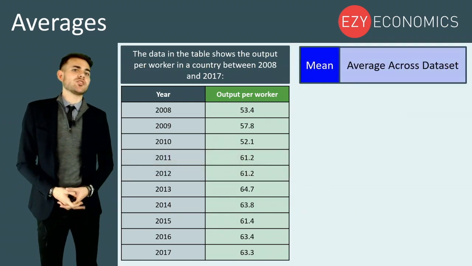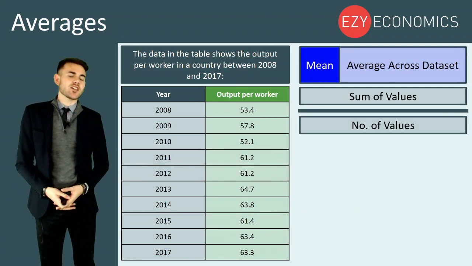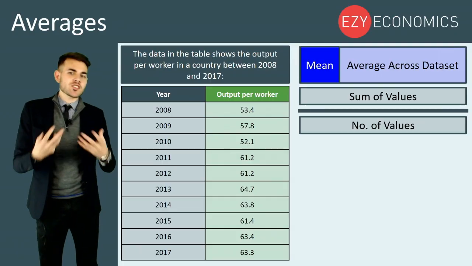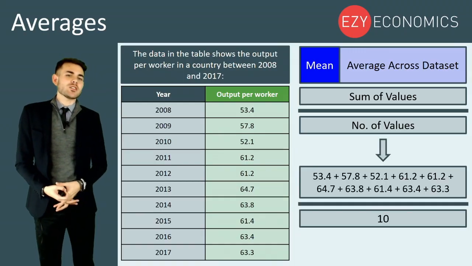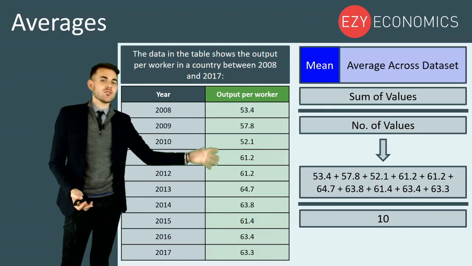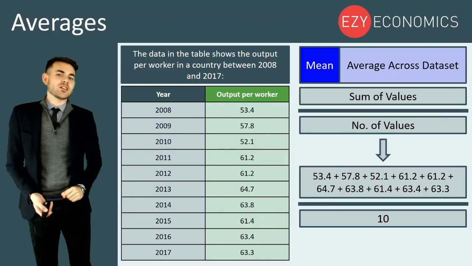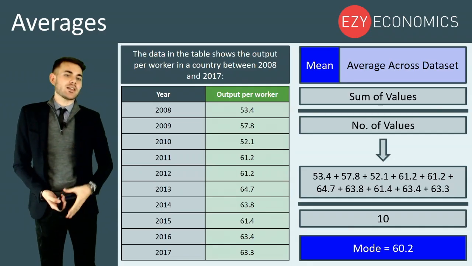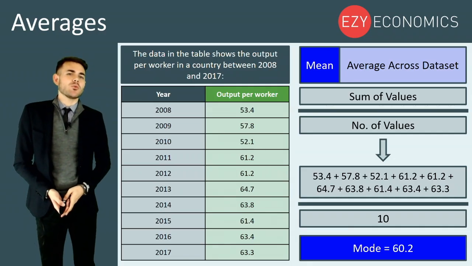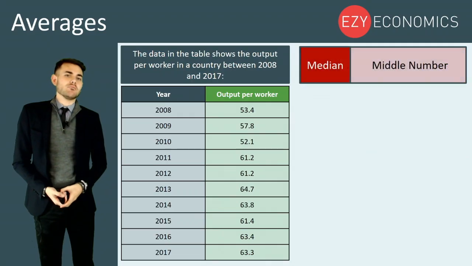Moving on to the mean then, which is the average value across the data set. We find that by dividing the sum of the values by the total number of values contained in the data set. Well, the sum of the values we get by adding each of these values in this column up, and we divide it by 10 because there are 10 observations here. If we do that calculation, we get 60.2, which is therefore representing the mean.